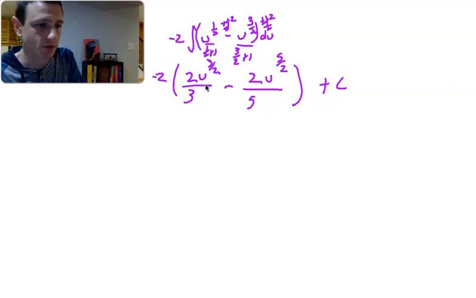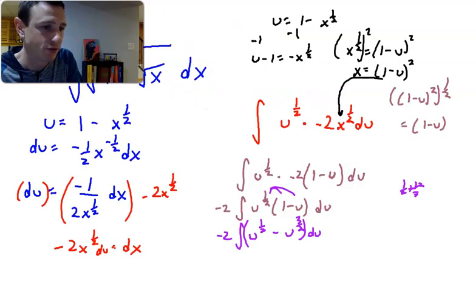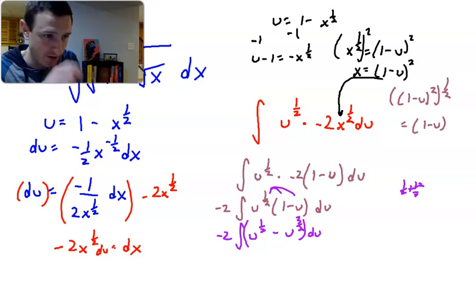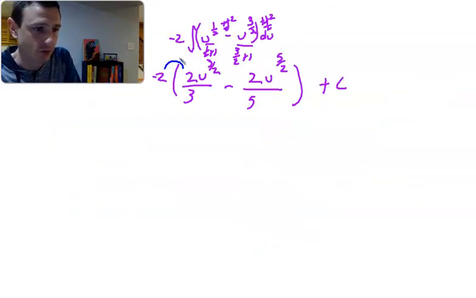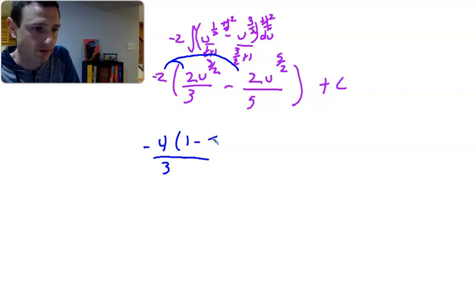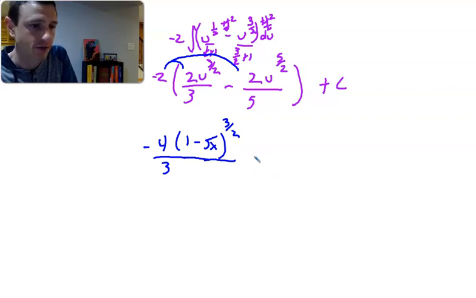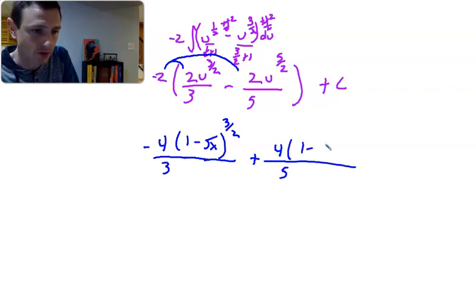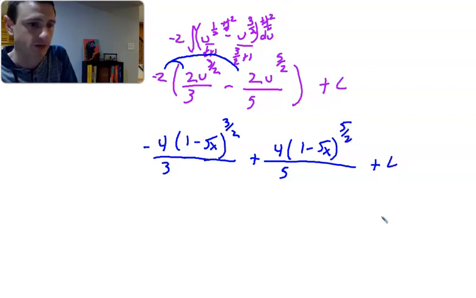Now we have to put our original u back in while also multiplying by negative 2. Our original u is 1 minus the square root of x. So I'm going to be multiplying all of this by negative 2. So negative 4 over 3 times 1 minus the square root of x to the 3/2. Negative 2 times a negative 2 is a positive 4 all over 5. Our u was 1 minus the square root of x to the 5/2, plus c.